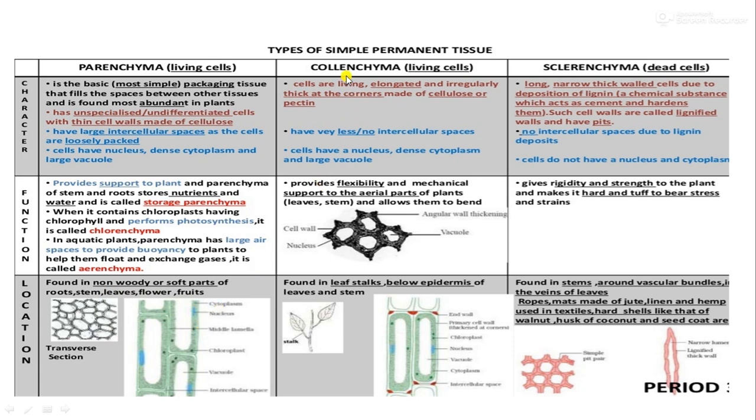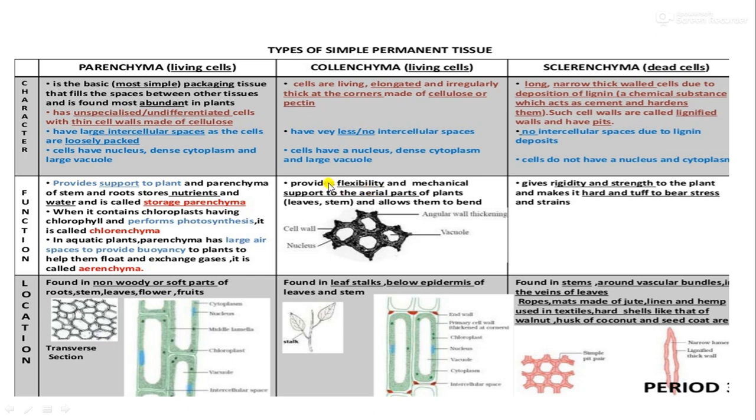Then we come to the second kind, collenchyma. Collenchyma are also living cells. Collenchyma tissue contains living cells that are elongated and irregularly thick at the corners. Their cell wall is also made up of cellulose, and sometimes cellulose or pectin, which is another chemical. They have little or no intercellular spaces, and these cells also have a nucleus, dense cytoplasm like the parenchyma, and a large vacuole. So here it is similar to parenchyma.